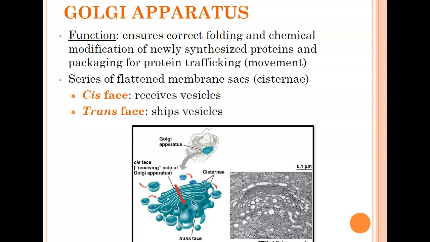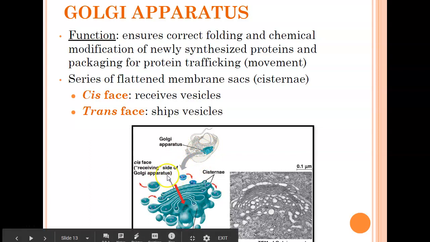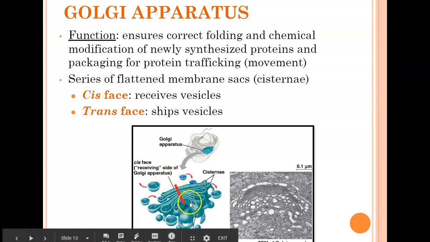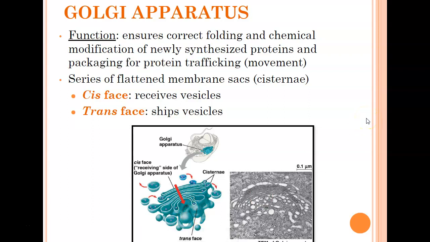There are two sides of this Golgi. The cis face is the receiving side. So that's where it receives the little vesicles that have been packaged up from the ER, and then it comes in and it works its way through, and then it'll go out the trans face. So there's kind of two sides. Cis means same, so it's on the same side as the endoplasmic reticulum, and then trans meaning the opposite side, it's sending it away to wherever it needs to go.